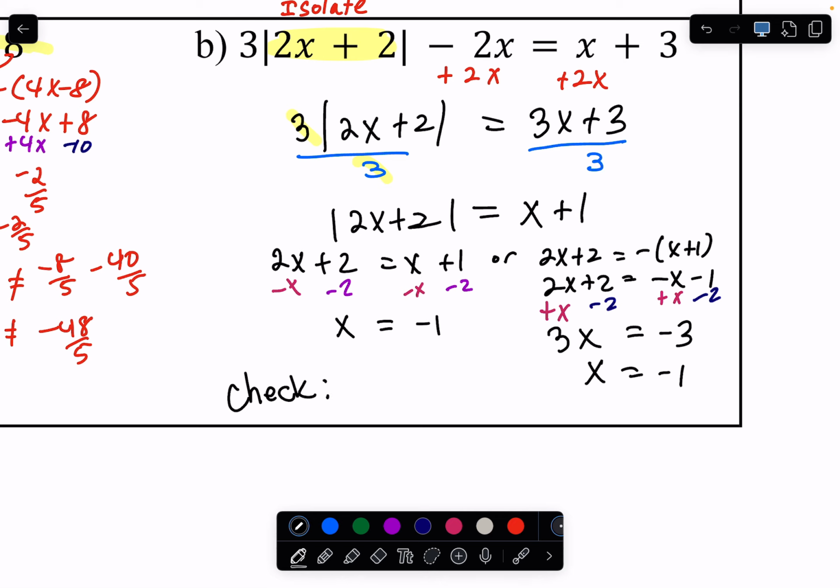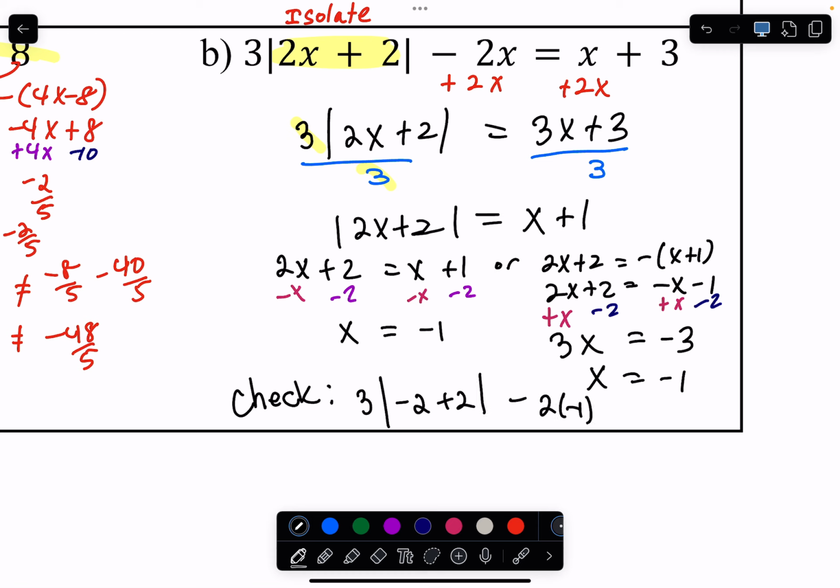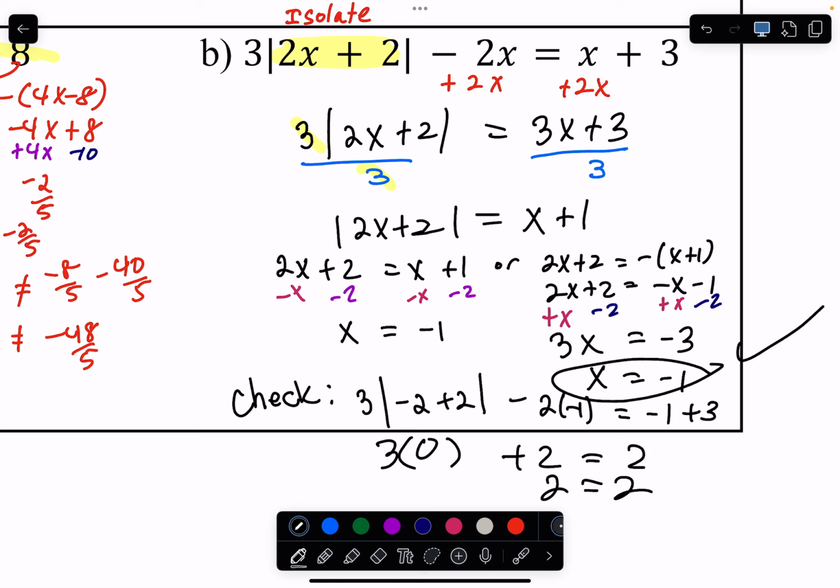Okay, so sometimes when you guys look at me like that, I wonder. Okay, let's plug in -1. So we get 3 times the absolute value of 2 times -1. I'm just going to write -2 plus 2. Minus 2 times -1. I should have just made it 2. Equals -1 plus 3. Okay. So this is 3 times the absolute value of 0, which is 0, plus 2 equals 2. 2 equals 2. Yep, it works. Okay. So our only answer for that one happens to be -1.